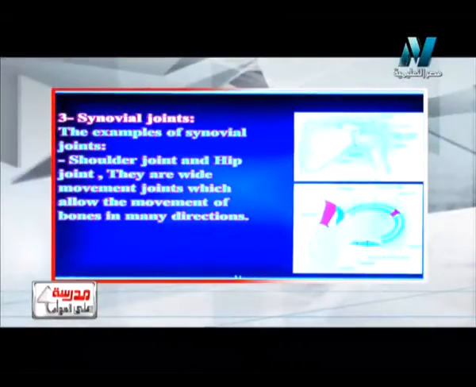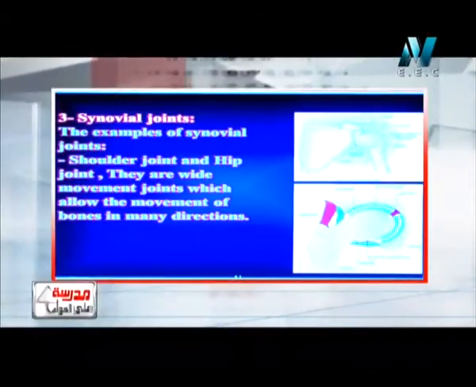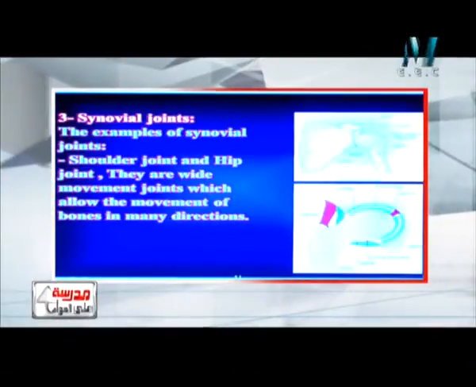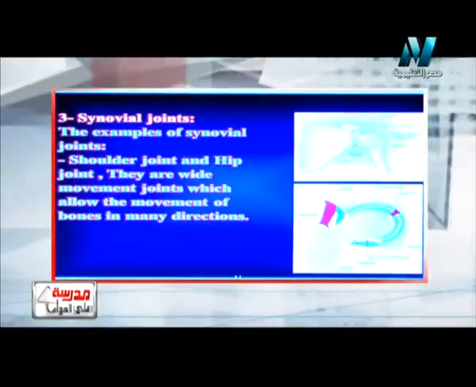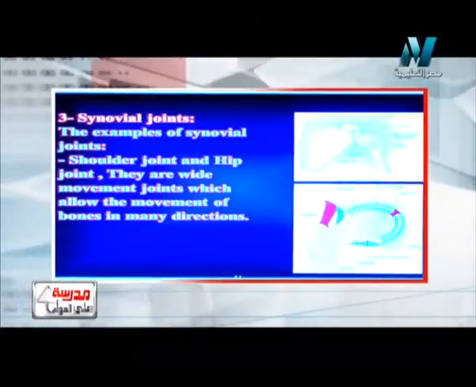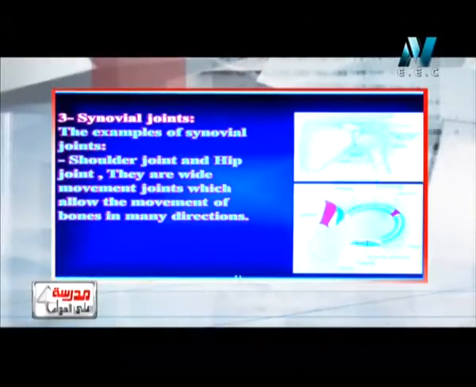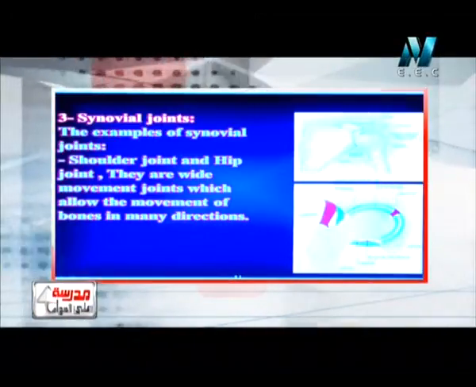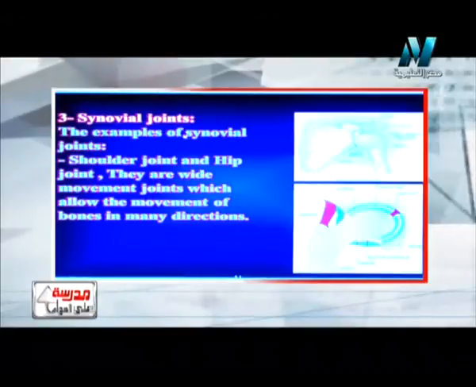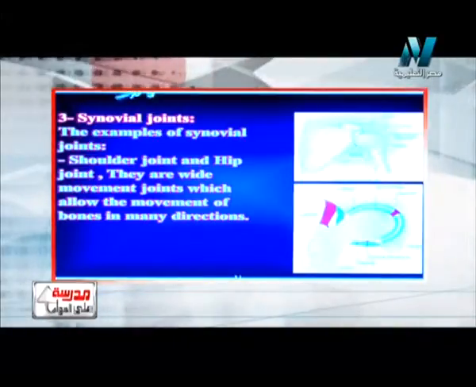The shoulder joint is the joint formed between the upper part, or the head, of the humerus and the cavity called the glenoid cavity in the scapula. Both the head of the humerus and the glenoid cavity are lined internally with a thin layer of transparent cartilaginous substance that facilitates the movement of the joint in many directions. The presence of synovial fluid also facilitates the movement of the shoulder joint and the hip joint in many directions, so they are called wide movement joints.